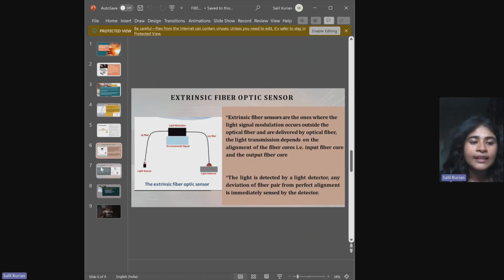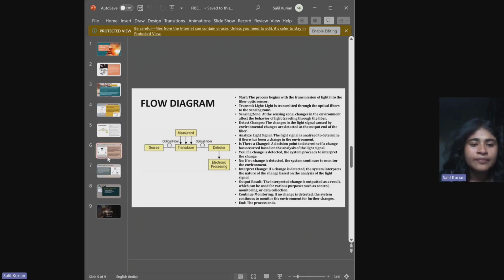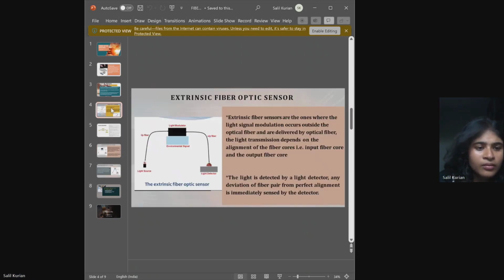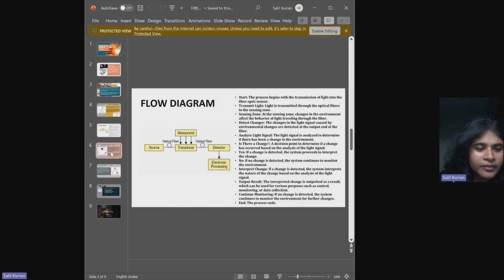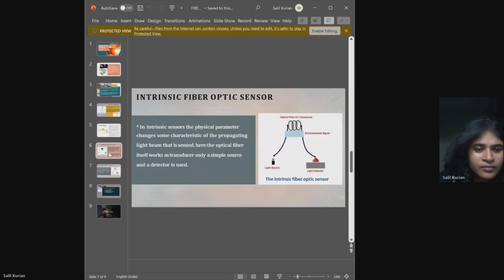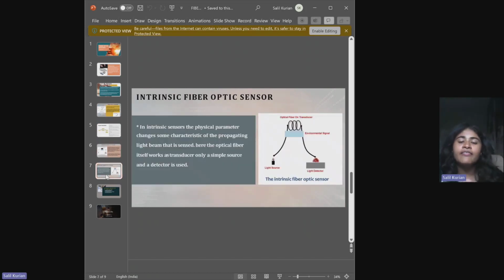Now there's another type, that is intrinsic. In this intrinsic fiber optic sensor, the physical parameter changes some characteristics of the propagating light beam that is sensed. Here, the optical fiber itself works as the transducer. Only a simple source and a detector is used. That is, it directly modifies or modulates the light.